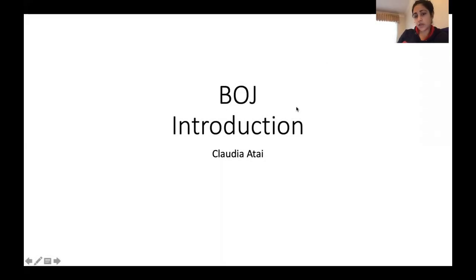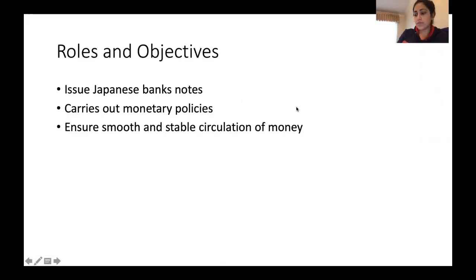BoJ Introduction, Claudia Attai. The roles and objectives of the BoJ is to issue Japanese banknotes and carry out currency and monetary control, as well as monetary policies to maintain price stability and a sound national economy. In addition, ensure smooth and stable circulation of money, such as payments and settlements, to maintain the financial system.